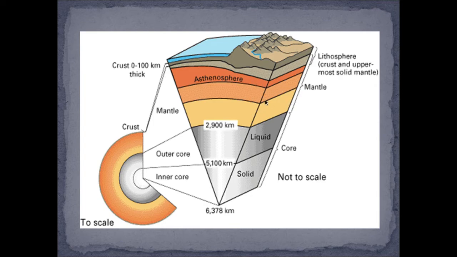Then we have our lower mantle here in the light orange and yellow. We have our liquid outer core that makes our magnetic field, and our solid inner core that's solid because of pressure. All right, let's do another true false based on the layers.